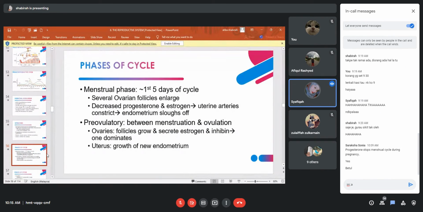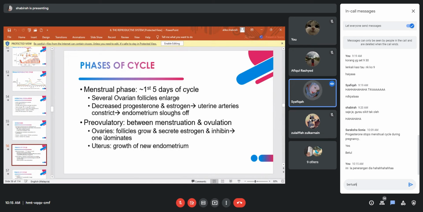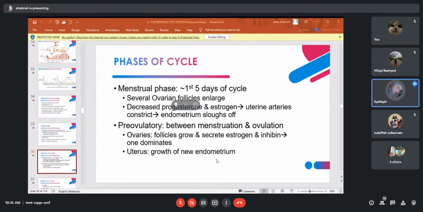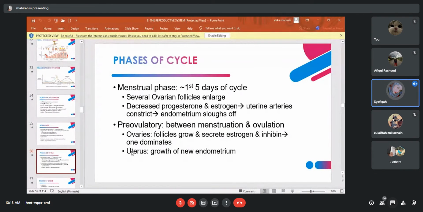Basically, menstrual phase ni dia daripada day 1 until day 5 of cycle. Yang mana several ovarian follicles tu dia enlarge and decrease progesterone and estrogen, and uterine arteries constrict and endometrium slough off. For pre-ovulatory, dia ni between menstruation and ovulation, yang mana ovaries dia follicles to grow and secrete estrogen and inhibin in one dominant, and for uterus, dia growth of new endometrium.